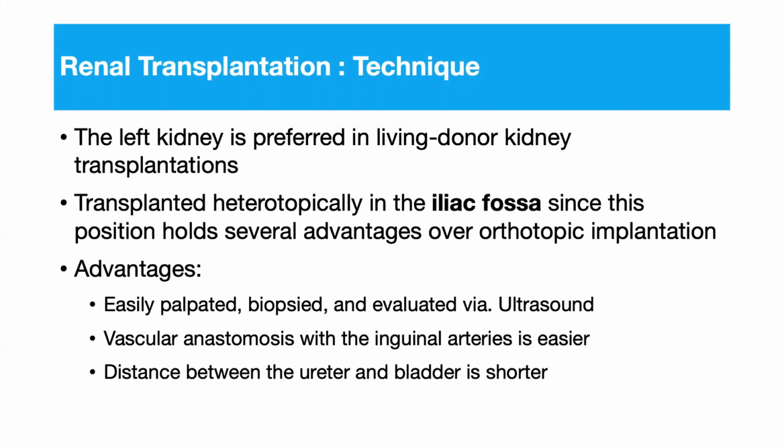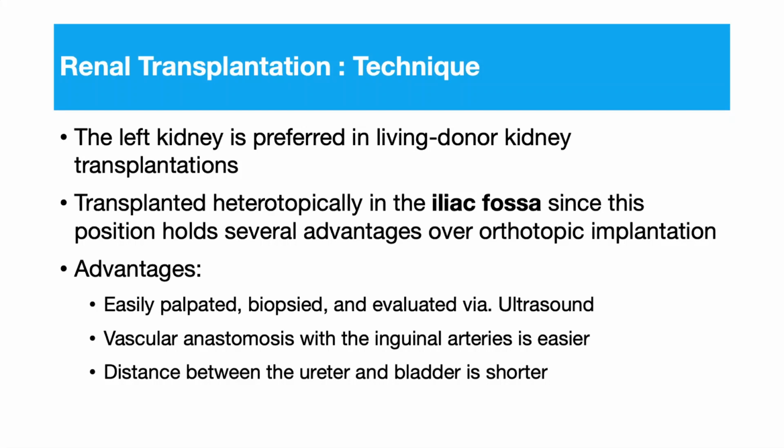Just to say a few words about the technique so that you will understand why you find the donated or transplanted organ in different places. Usually, if it is a living donor, we like to take the left kidney from the donor because it has a longer renal vessel, and it is transplanted heterotopically, as I mentioned earlier, usually in the iliac fossa, because it has some advantages compared to orthotopic transplantation.